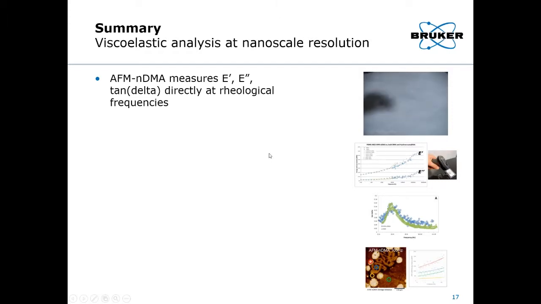In summary, the AFM is a natural tool for doing nanomechanical measurements, but traditional imaging modes for AFM are not well suited to studying viscoelastic properties of materials due to the nonlinearity of the measurements and the frequency mismatch when comparing to bulk DMA. AFM-nDMA solves these issues by doing the measurements at the same frequencies as the bulk DMA, and by using a preload with a small perturbation in force to keep the measurement linear.